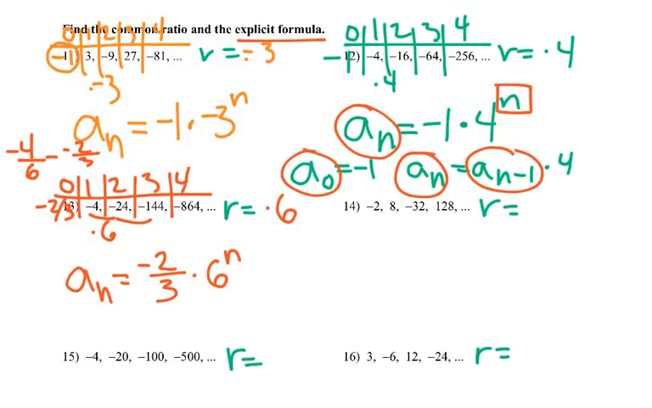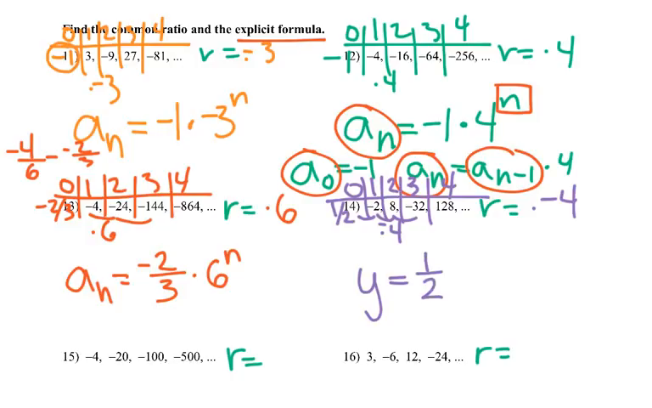Okay, number 14. So you can see it's the same process. You first start out by finding the ratio, take it back to the 0 term, then write your equation. So 2 to 8 to 32 looks like we're multiplying by negative 4. So I could go y equals, instead of a sub n, y equals, taking it back, negative 2 divided by negative 4 would be positive 1/2, 1/2 times negative 4 to the x.